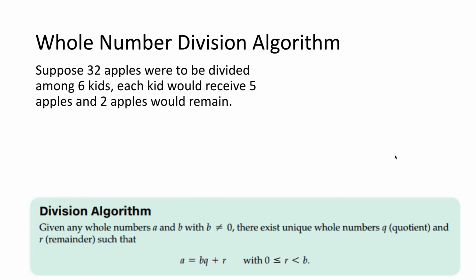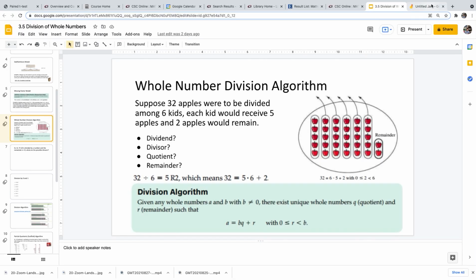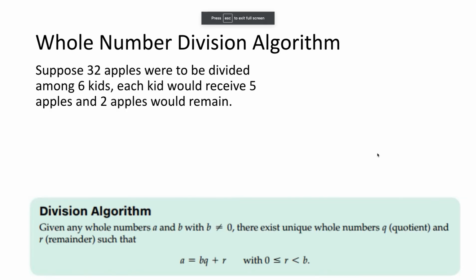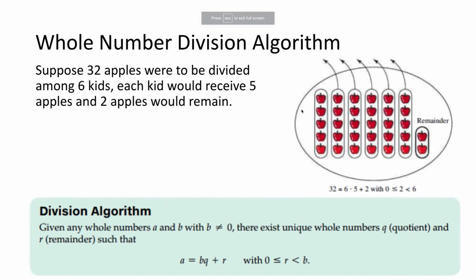Whole number division algorithm is next what we're gonna do. Okay. So suppose 32 apples were to be divided among 6 kids. Each kid would receive 5 apples, and 2 apples are remaining. So from 32, let's write it down. I think I can just use this model. Okay, so if we use an actual drawing to represent this situation, I can draw 32 apples. So we have 5, 10, 15, 20, 25, 32 apples.